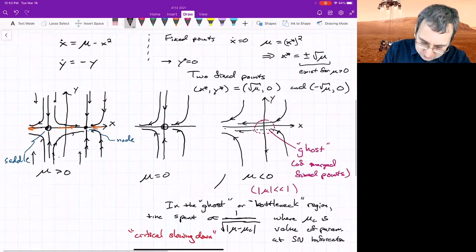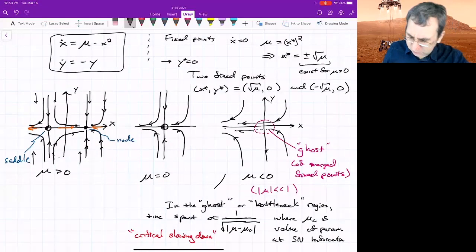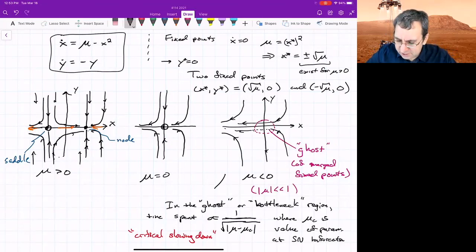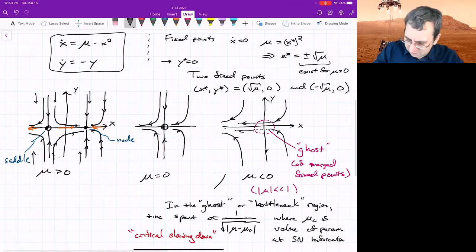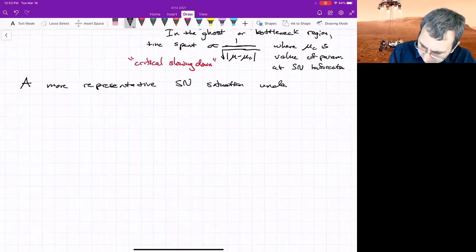This was a prototypical example, but what about more general systems? What kind of things are happening? This seems pretty contrived. Like, okay, we set it up so everything's going to the x-axis because of how we set up the y dynamics. So what's a more representative situation? And that can be understood in terms of nullclines.